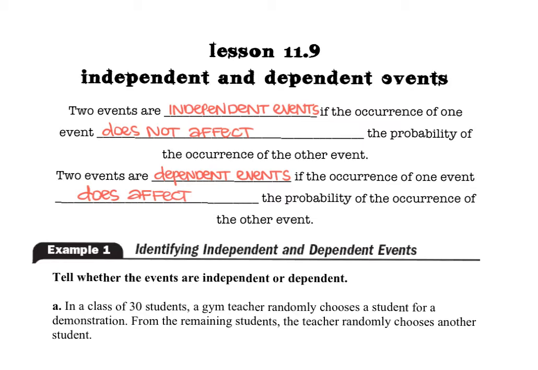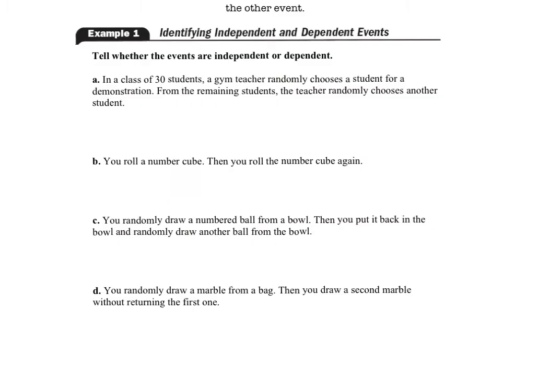second event. Two events are dependent if the occurrence of one event does affect the probability of the occurrence of the other event. Okay, so if they're linked, if the first event affects the probability of the second event, then we would call them dependent events. So let's start by trying to tell the difference between these types of events.